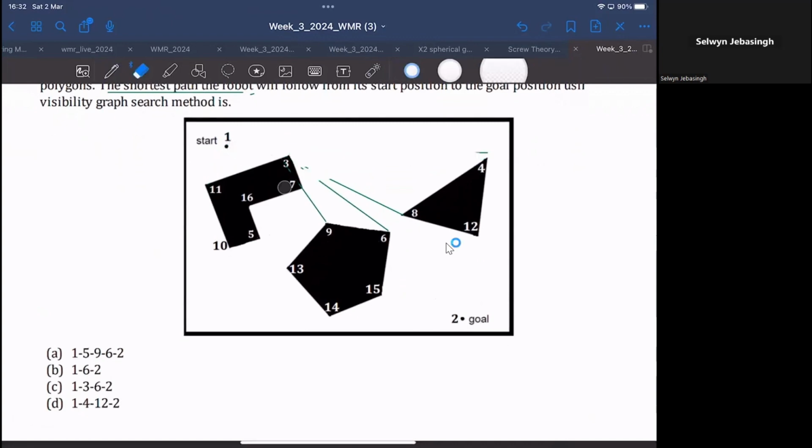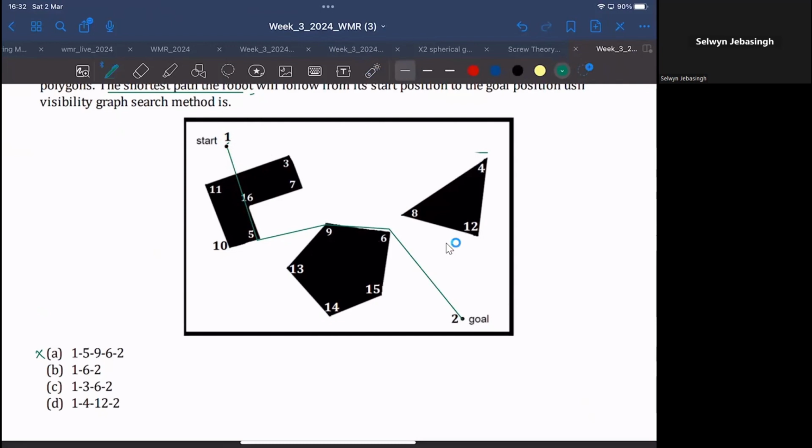So which of these options gives you the shortest path? Is it 1, 5, 9, 6, 2? So this is 1, then we have 5, then we have 9, then we have 6. Is it correct though? Because obviously the robot cannot move from 1 to 5, because it means that it'll have to go through this obstacle. So that is obviously not true. That is false.